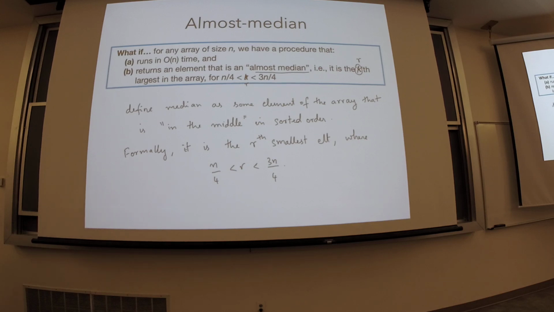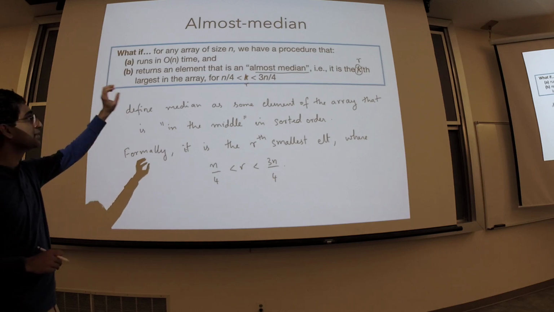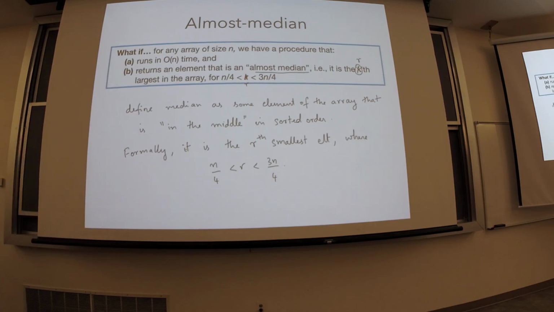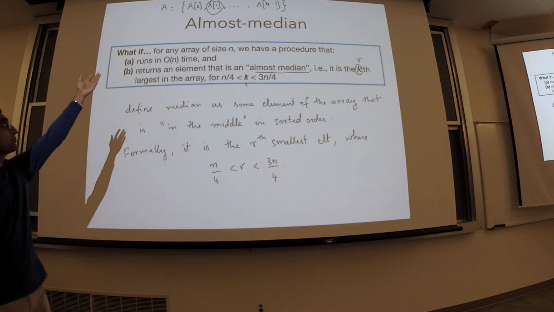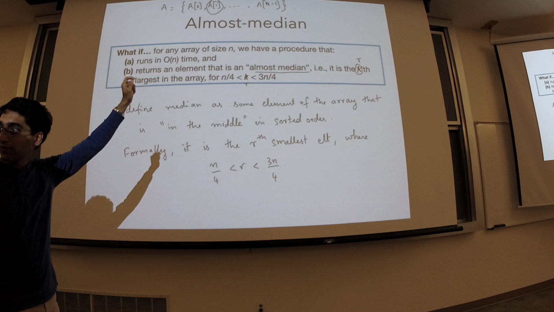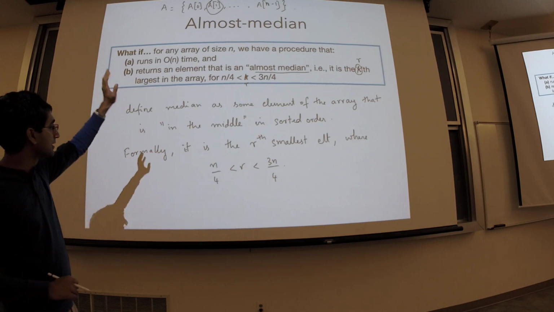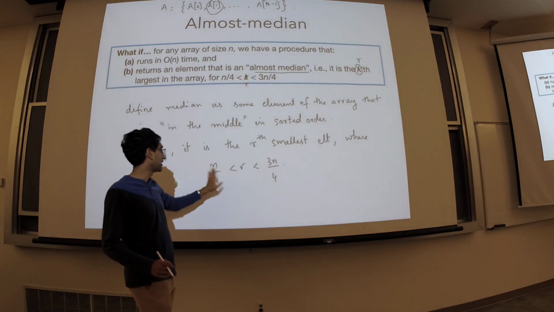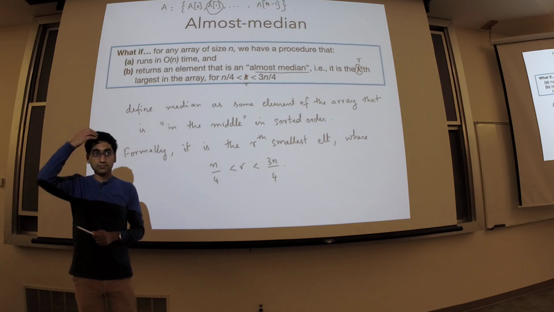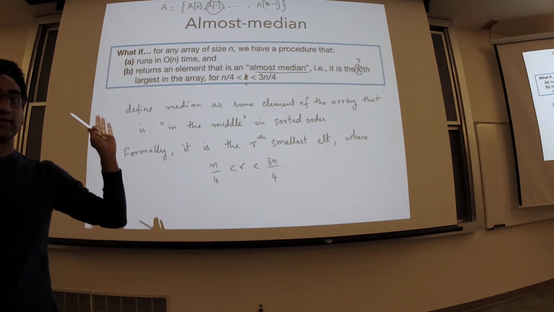So is the definition of the almost median clear? It's some element of the array, and if you look at where this element lies in the sorted order, so the array is A, and this is some unsorted array, then the almost median is one of these elements. It could be the first one, for example, or it could be the second one. But in the sorted order of A, which you don't know, this element is the r-th smallest, where r is something between n by 4 and 3n by 4. I'm not telling you how you find this. Just saying that this is the definition of an almost median.